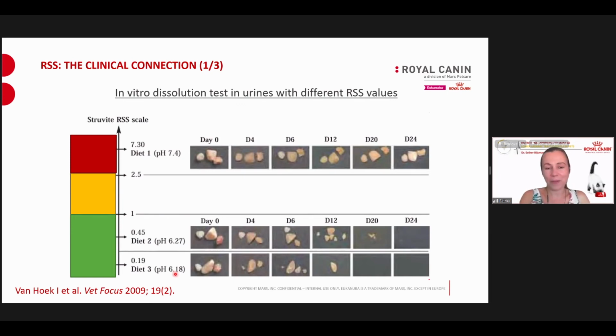Dissolution happened whenever we put the stones that we got from the stone lab in these urine samples. Dissolution happened on both diets, whereas it didn't happen on a diet that induced a struvite RSS that was really quite high. You see these stones, they remained exactly the same size and shape. Over the course of 24 days, these stones dissolved. But dissolution on the diet that had an RSS value of 0.2 was almost twice as fast as dissolution on the diet that had a struvite RSS value of 0.4. So the message of this is dissolution will occur if you're below 1, but the lower you go, the faster it will be.